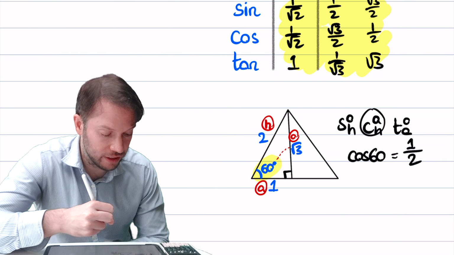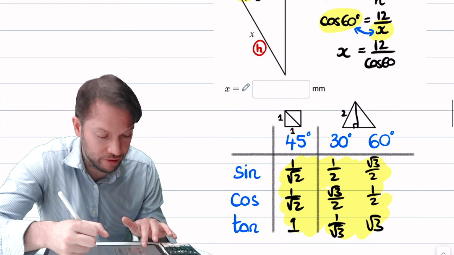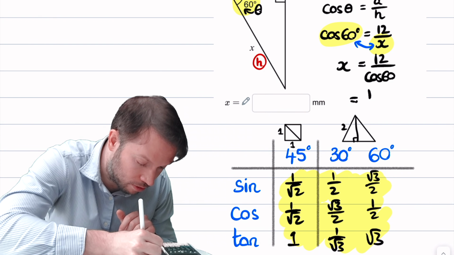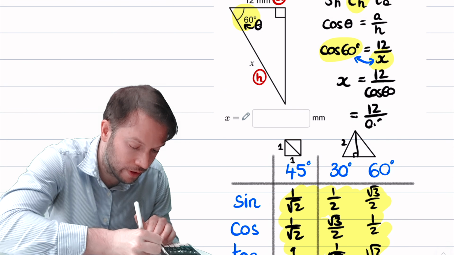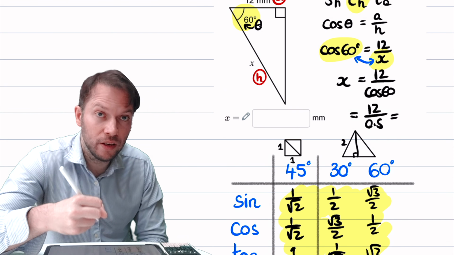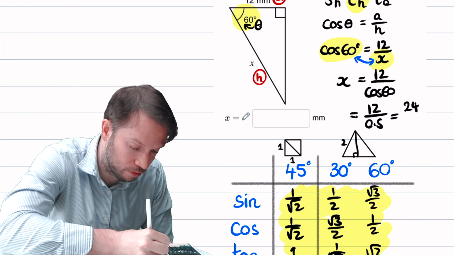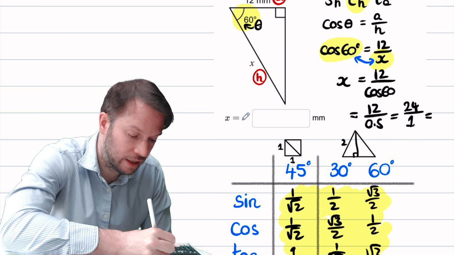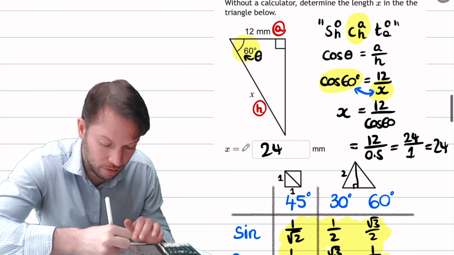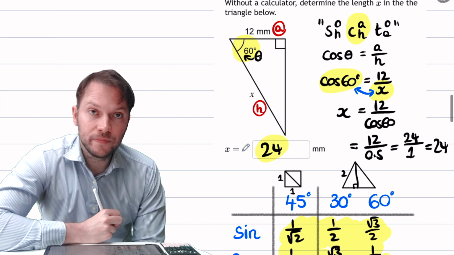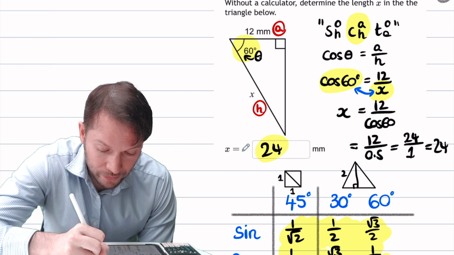So cos of 60 is half, which we already knew from this table, but we were able to work it out from scratch. So then this is now 12 divided by half, or 0.5, and 12 divided by 0.5 is, well, you can double top and bottom, so it's 24 over 1. So the answer is 24. And that's the final answer. x is 24 millimeters.